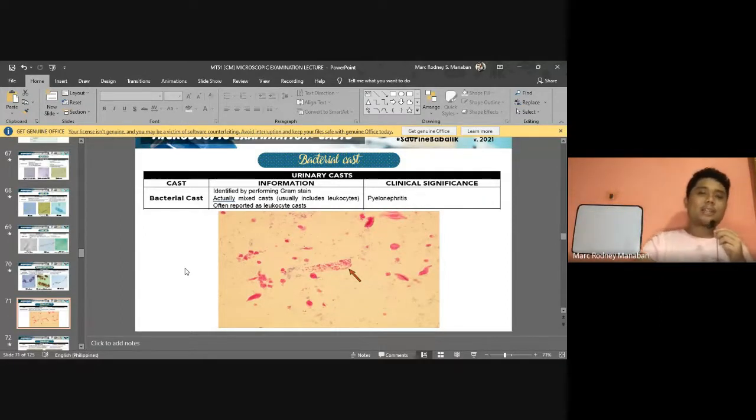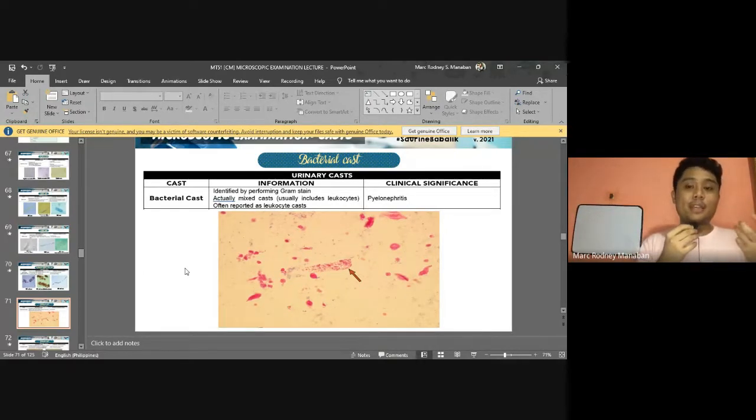But the challenge with bacterial cast, dears, is that it is difficult to identify, because under bright field microscopy it is hard to see. So it's best to be stained. And usually this is a mixed type of cast, because bacterial cast also contains WBCs, so it is usually reported as WBC cast.